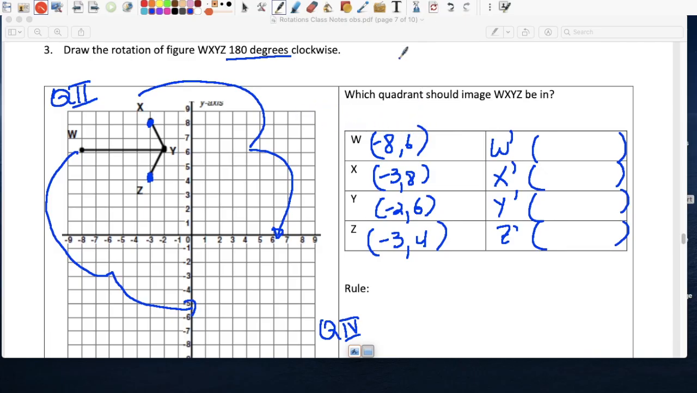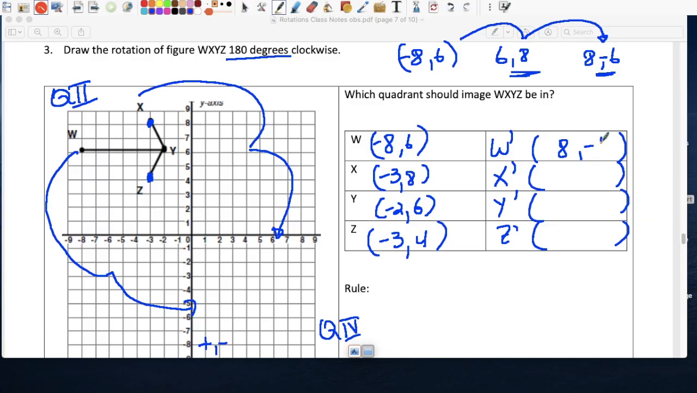So, for example, (-8, 6) is going to jump 1 quadrant, and it's going to jump another quadrant. It's going to end up in this quadrant, right? So what ends up happening, 8 and 6 is going to switch places, become 6 and 8. And then another quadrant, those two numbers switch again, becomes 8 and 6. And when it lands here in quadrant 4, we take the characteristic of quadrant 4. In quadrant 4, the first number is positive and the second number is negative. So we're going to write +8, -6. So W prime becomes (8, -6).